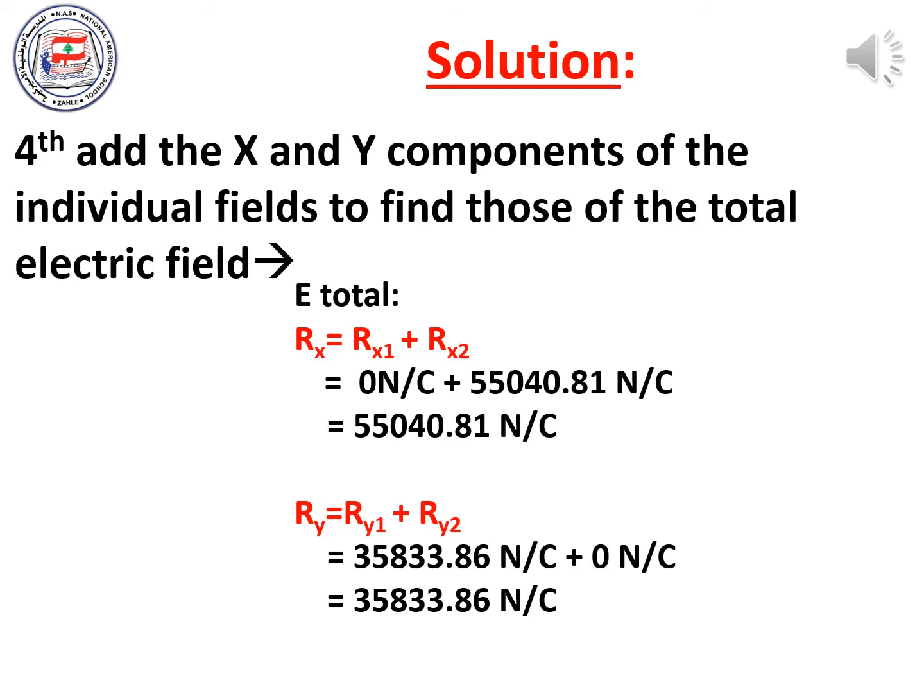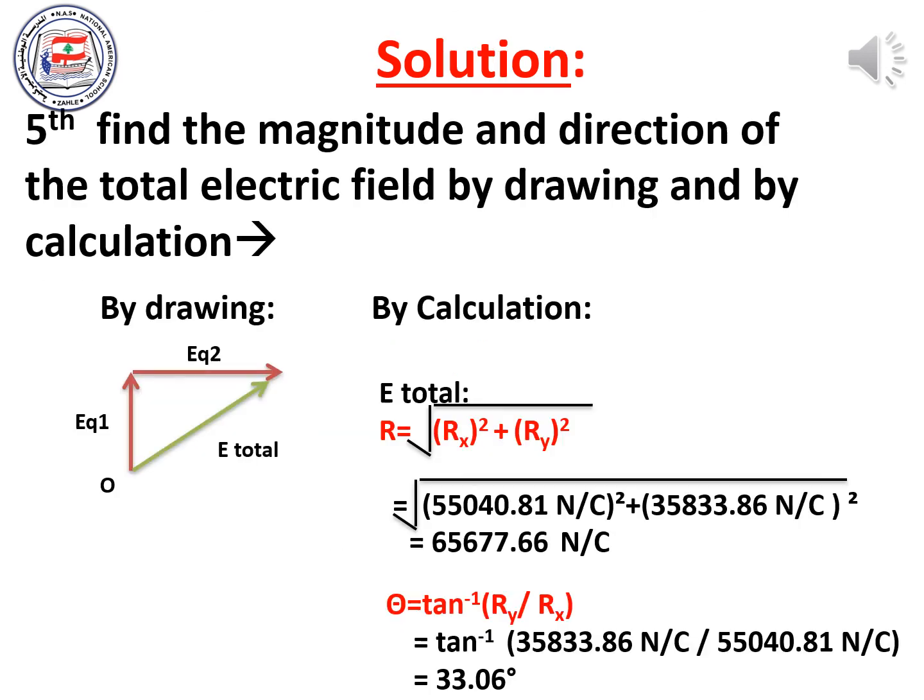In the fourth step, we add the x and y components of the individual fields in order to find those of the total electric field. So Rx of the total electric field is equal to Rx1 plus Rx2 equals 0 plus 55,040.81 newtons per coulomb, which is equal to 55,040.81 newtons per coulomb. And Ry is equal to Ry1 plus Ry2, which is equal to 35,833.86 newtons per coulomb plus 0 newtons per coulomb. So Ry of the total electric field is equal to 35,833.86 newtons per coulomb.